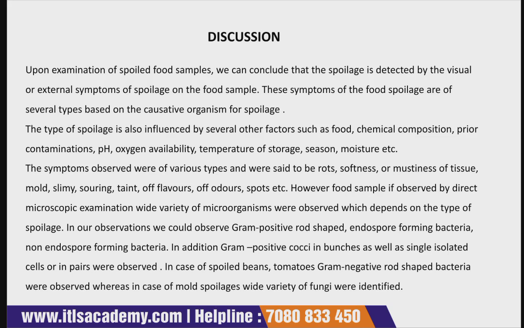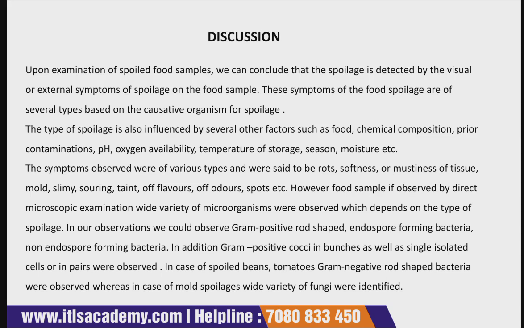Then the type of spoilage is influenced by several factors. It is not always the case that microorganisms alone can cause spoilage. Sometimes the chemical composition can act as a spoilage factor in different types of food. They have contamination, of course, by different types of microorganisms. Sometimes there is a pH change, oxygen availability, temperature of storage, and moisture. So these are certain factors affecting the contamination, or you can say spoilage, of different types of fruits and vegetables.